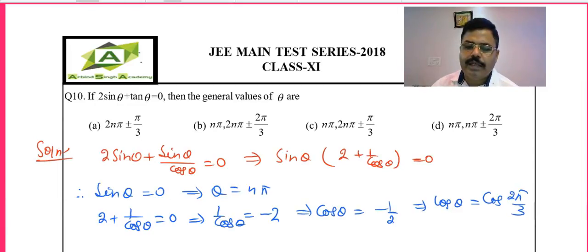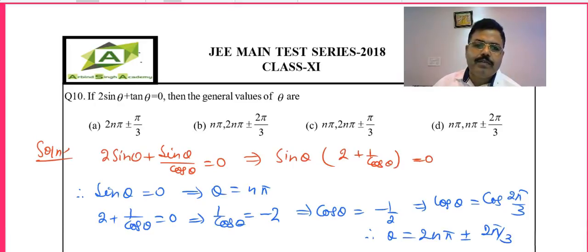And therefore cos theta is equal to cos alpha, theta is equal to 2n pi plus or minus 2 pi by 3. So one solution is here and the other solution is there, and the combination of these two solutions is given in B. So answer will be B. I hope you got it.